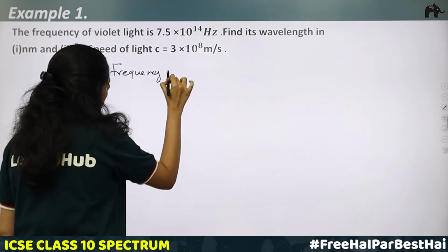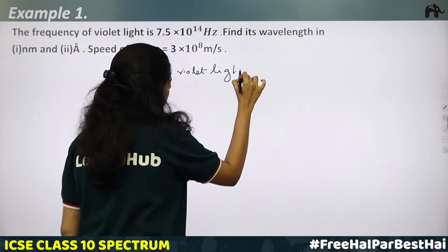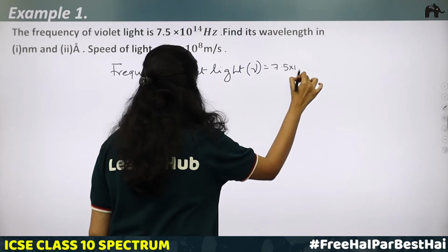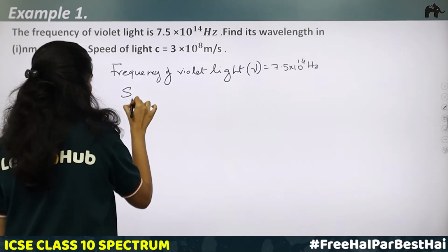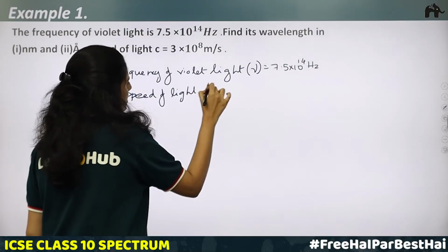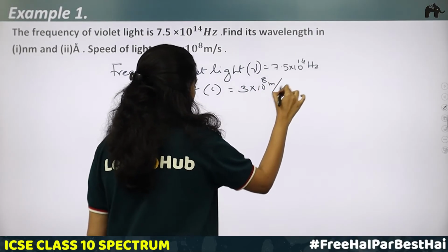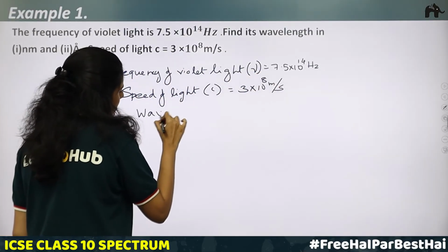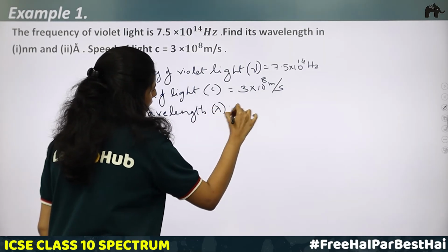Frequency of violet light, nu is equal to 7.5 into 10 raised to 14 Hertz. Then speed of light, C is equal to 3 into 10 raised to 8 meter per second. Now we have to find wavelength, lambda we have to find.